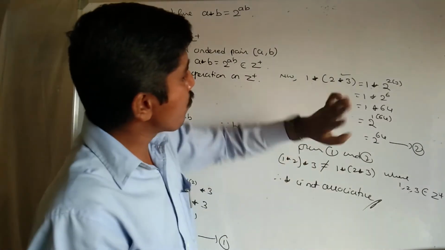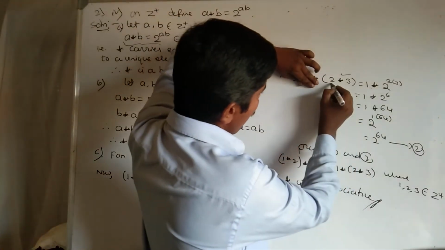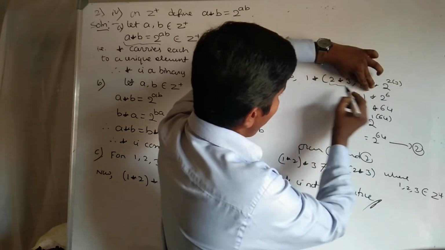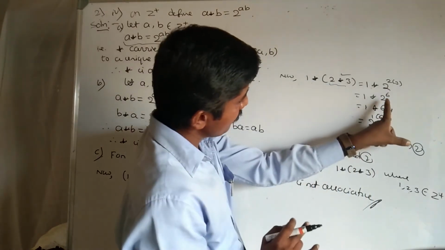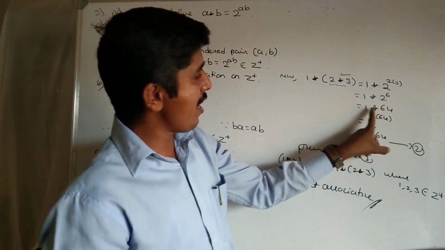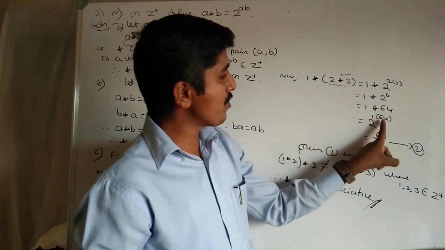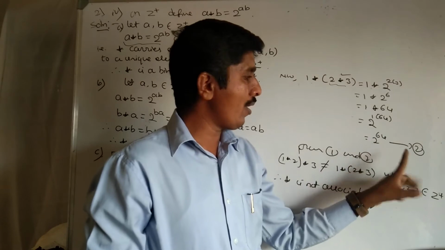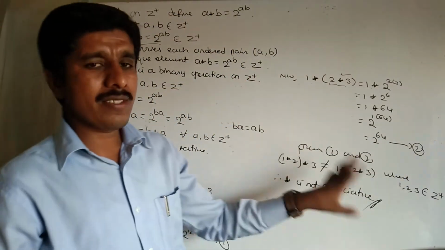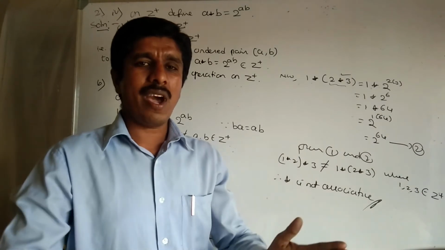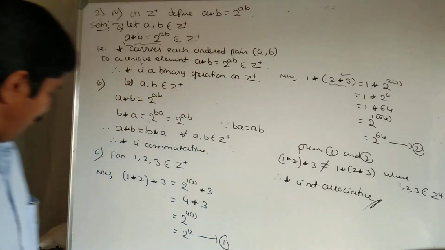Next, 1 star (2 star 3). First within the bracket, 2 power A into B, 2 into 3, that is 6. Then 2 power 6, 64. Here A star B is 2 power AB, 1 into 64, 2 power 64, called equation 2. From equations 1 and 2, LHS is not equal to RHS, therefore star is not associative.